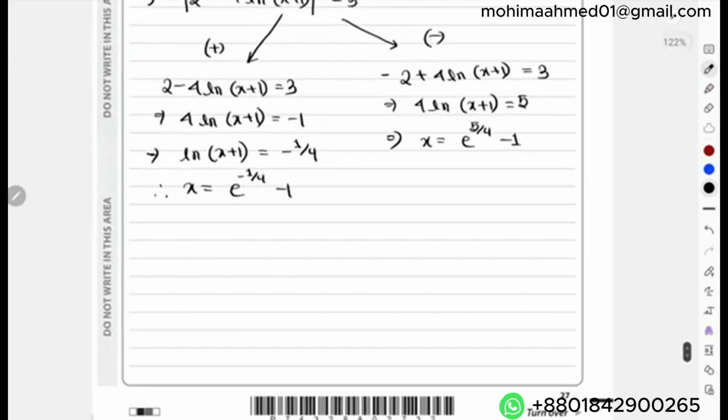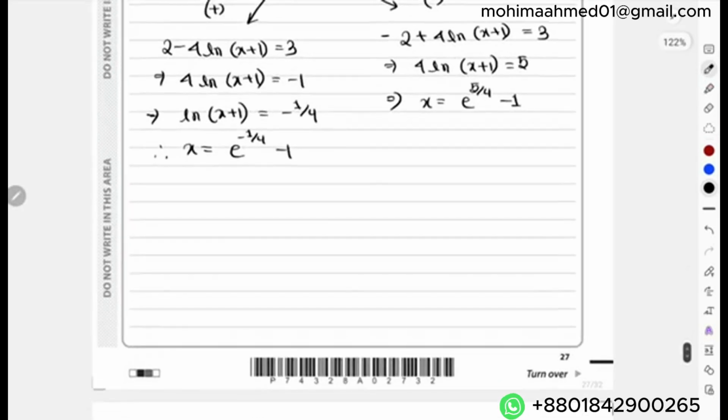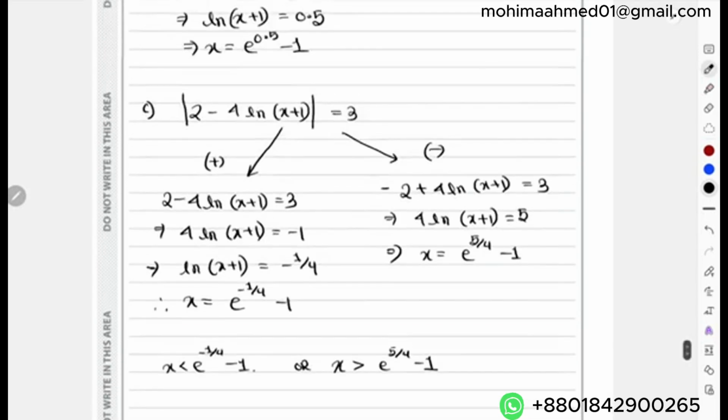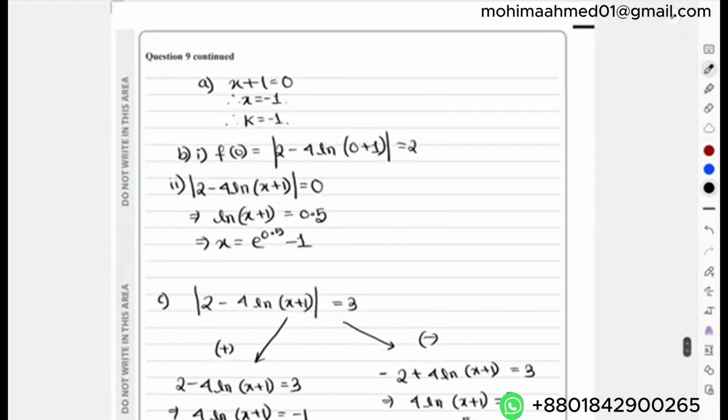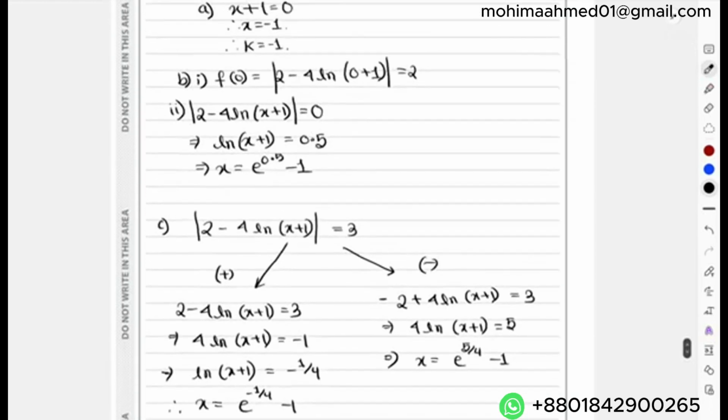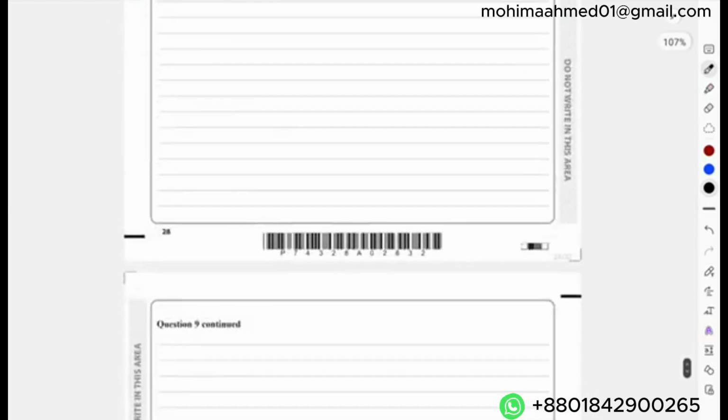So we can write x should be greater than this e^(5/4) - 1, or x should be less than this e^(-1/4) - 1, right? So these are your values for part C. I hope question 9 was also clear. Moving on to question 10.